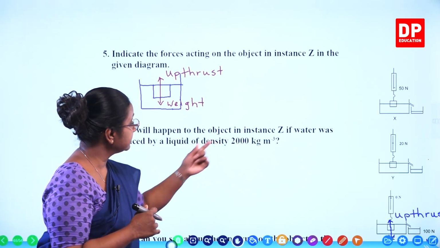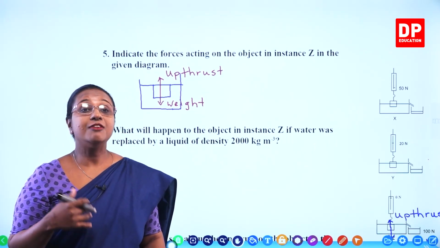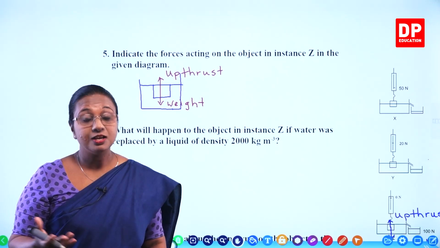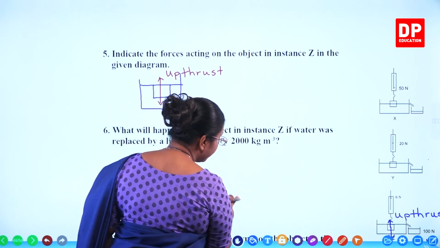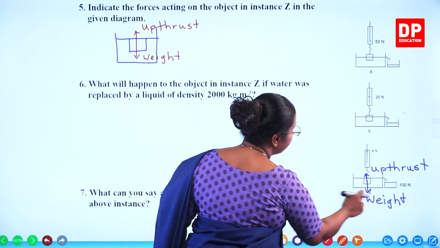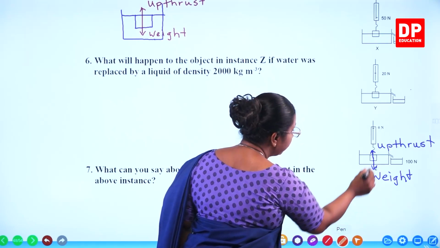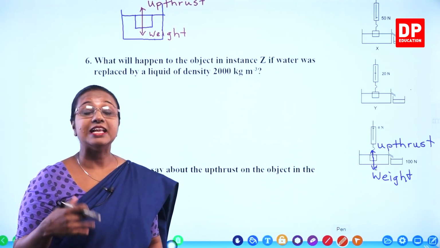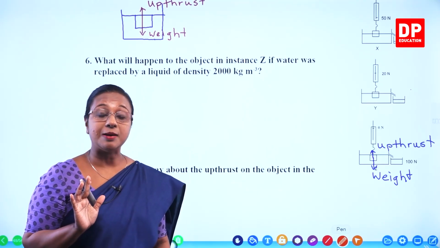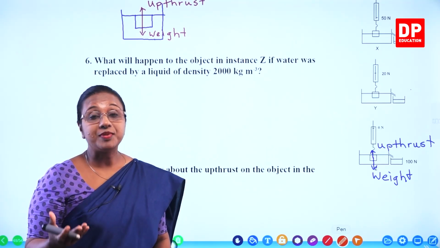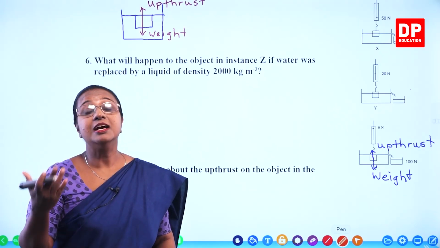So here the density is 2000. So it's more than the density of water. If the liquid is more dense, what will happen to the object? The object here you can see is completely immersed in water. But if we put it into a liquid that has higher density, you all know the object will be pushed up further. Why? The upthrust exerted by that liquid with the higher density will be greater.